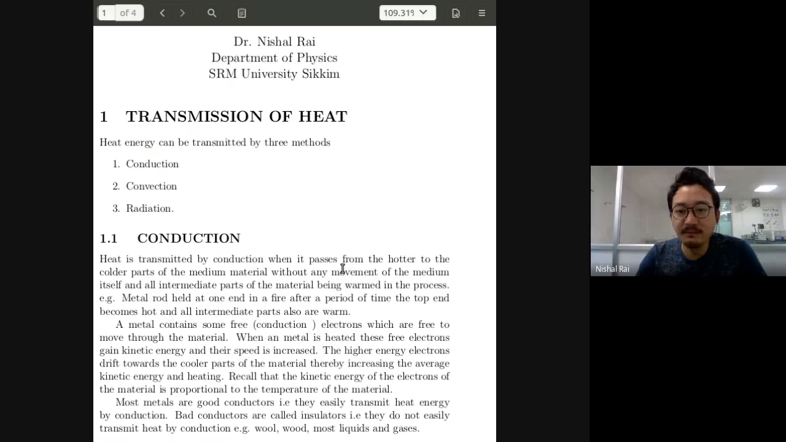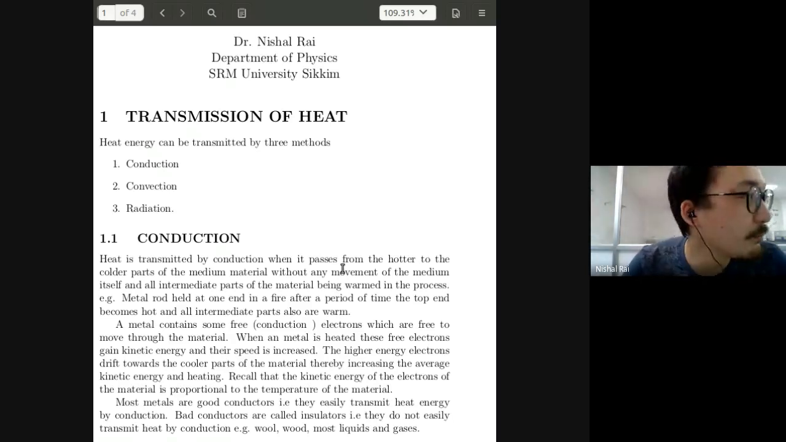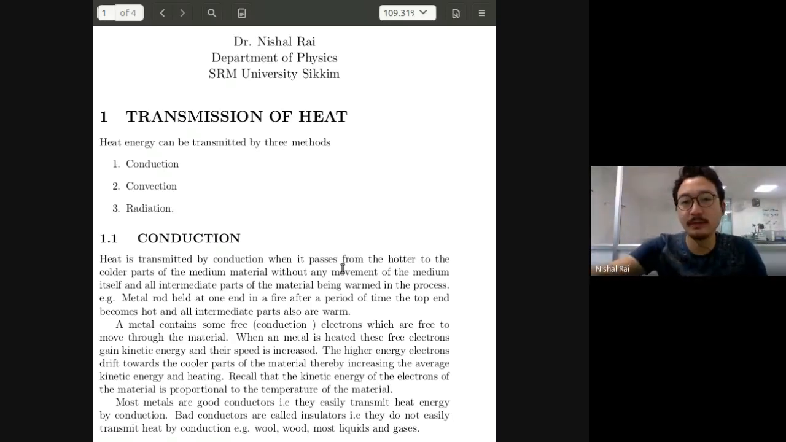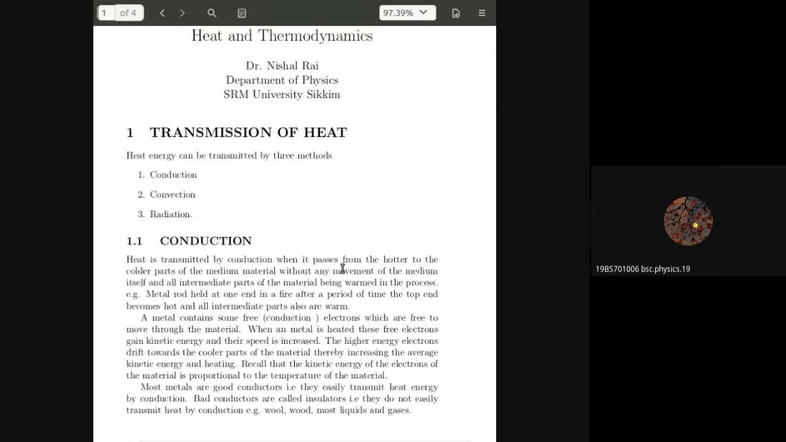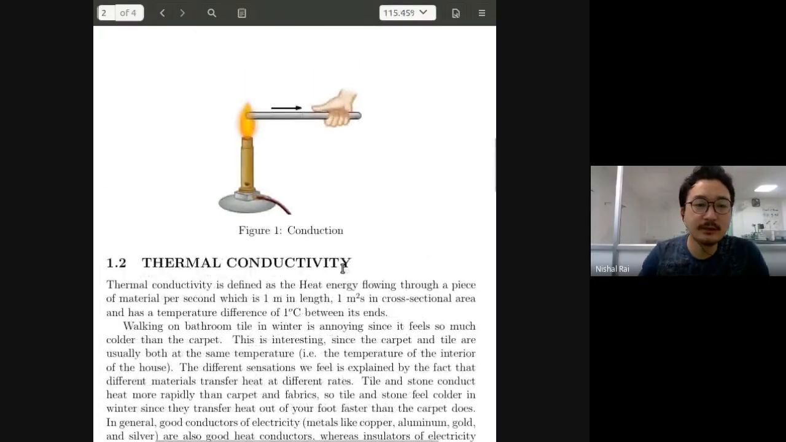So conduction is a very basic form of transmission of heat. In conduction, the first most important criterion is that two bodies should be in contact. Clear? Yes, sir. So here, can you see? I think this you all know. This is the form of conduction.